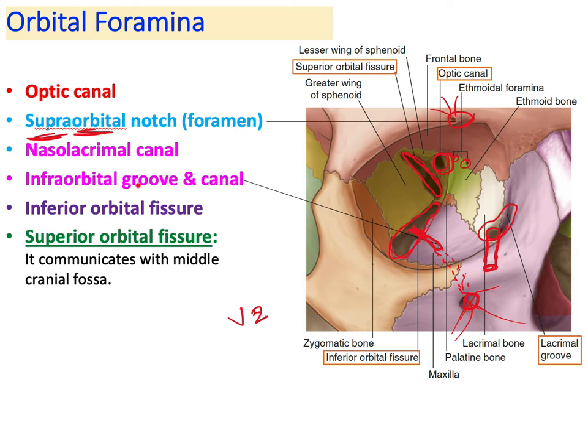Let me remind you. Here, let me erase it. Yes. So this is infraorbital groove, then infraorbital canal, not shown here. It's inside the bone until you come to the infraorbital foramen and gives the infraorbital nerve and vessels.